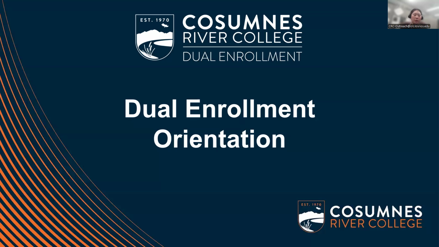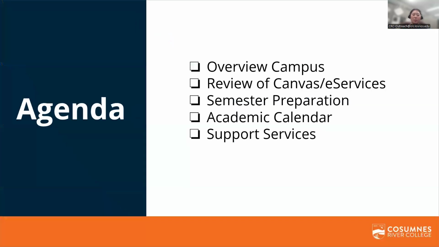So with that being said, let's go ahead and look at the agenda for today's presentation. For our orientation today, we're going to do a quick overview of the campus. So we're going to review the campus map. I'm going to highlight some important buildings that you'll need to know to be successful at CRC. We're going to review Canvas and e-services, which are CRC platforms that you will be using quite a lot your first semester. And then how to prepare for the semester. So we're going to go over some tips on how you can prep beforehand to ensure that you're ready before the start of the semester.